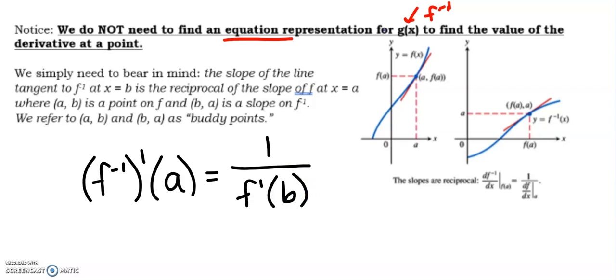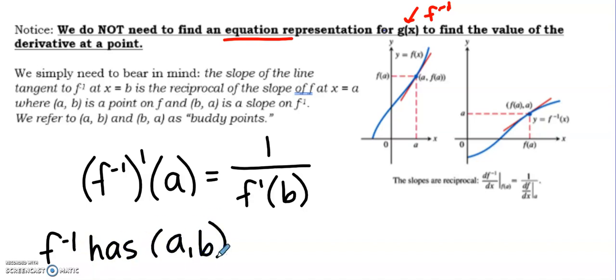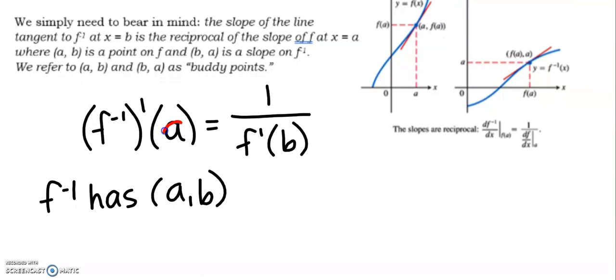Okay? So in this situation, f inverse has a coordinate point of a, b, right? Because the input into f inverse was a, has an output of b. That means that f, the original, has the point b, a.